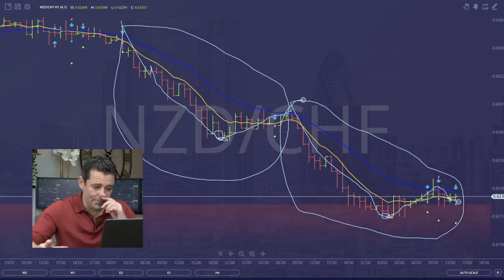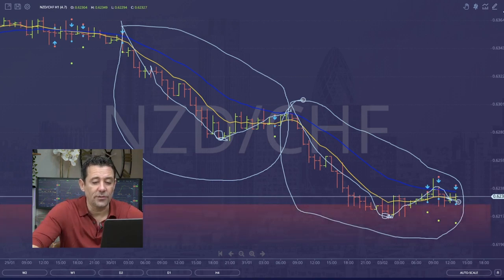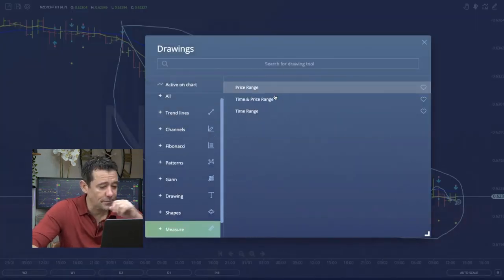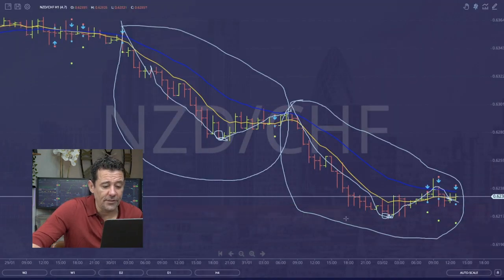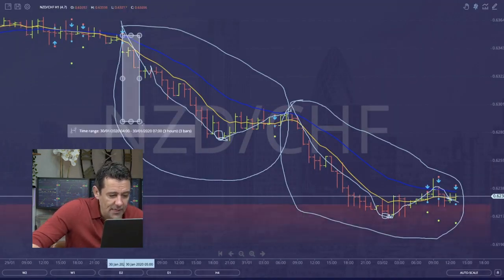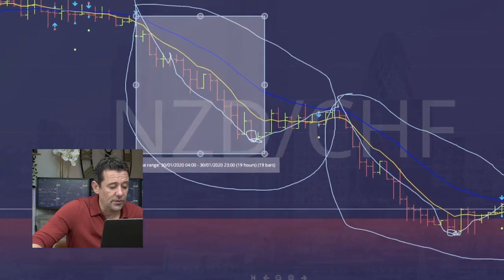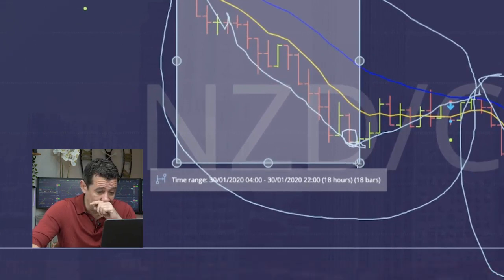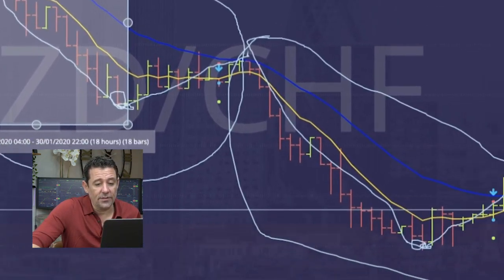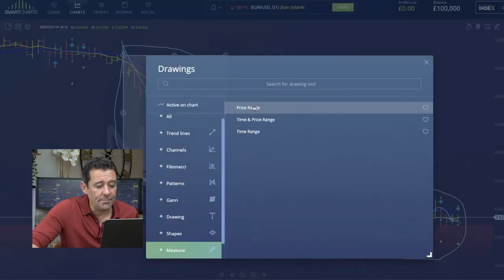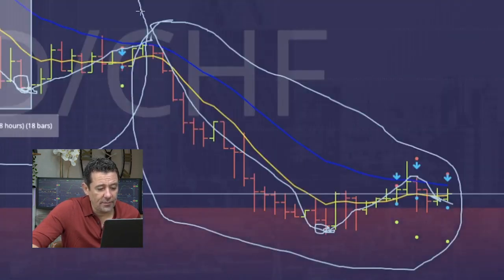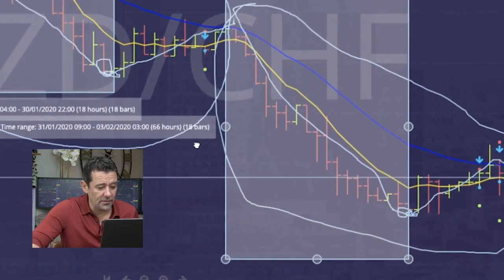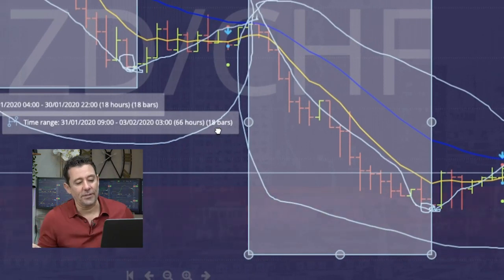Now, I might ask the question, how big is this phase 1, phase 2 cycle? Let's go back to my drawing tool, go to measure, go to time and price range. In fact, let's just do time range. I'm only interested in time range. So here I can see that the time is approximately 19 hours, 19 bars. This is, of course, a 1 hour chart. If I do the same thing here, again measuring that phase 1 range, from here to here, very similar, I should imagine. 18 bars, so very similar in time length.